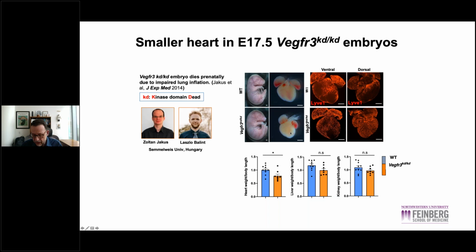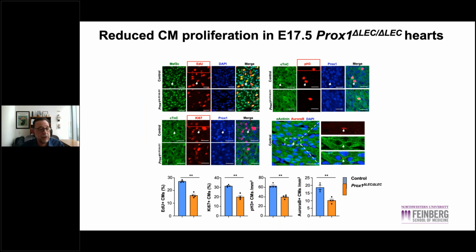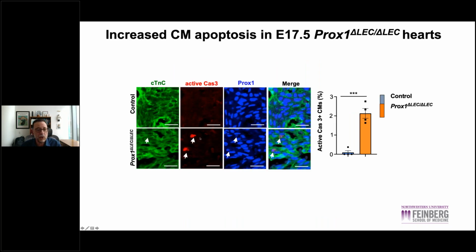So why are the hearts smaller? Basically, the anatomy of the heart is perfectly normal. It's just smaller. Shirley was able to show, using different proliferation markers, that proliferation of cardiomyocytes was clearly reduced in all the mutant embryos. Also, she showed, as you can see here with caspase-3, that apoptosis was increased in these mutant embryos. So that somehow explains why the heart is smaller.